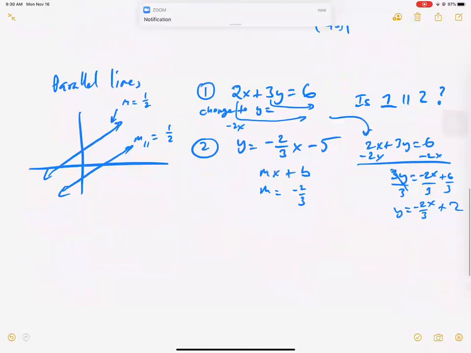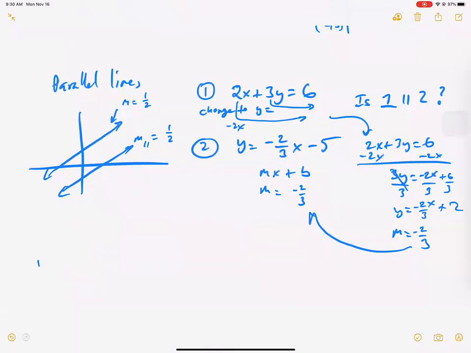And now we have the slope. m is equal to negative 2 over 3. And they are equal to each other. So yes, these lines are parallel. No matter how you're given them, whether equations or points, we want to make sure we have the same slope. That's how we know they are parallel.